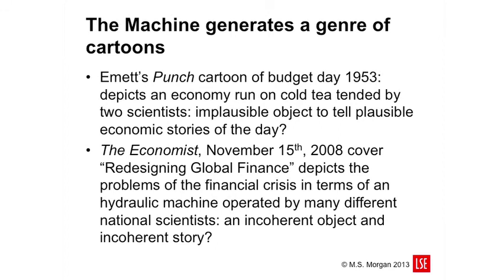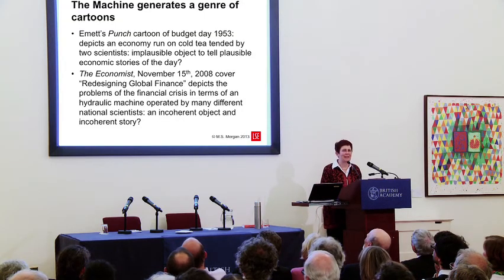Okay. It generates a whole set of cartoons. This is a cartoon that Emmett did in Punch. He clearly has seen the machine. He ran this on budget day in 1953. It's an economy that runs on cold tea, and I wish you could read all the small print because there are really wonderful descriptions in there.